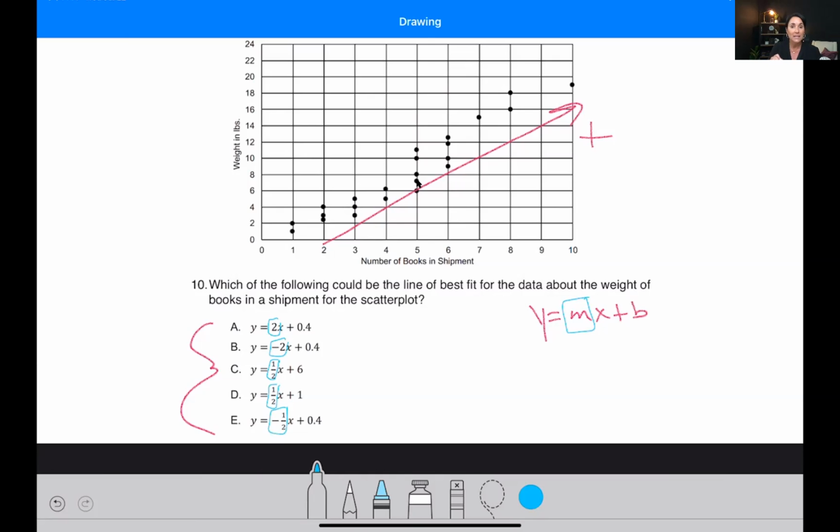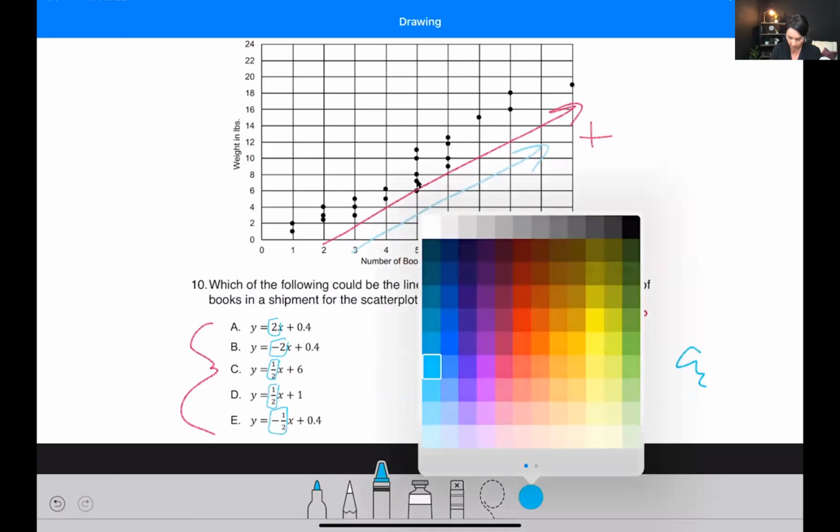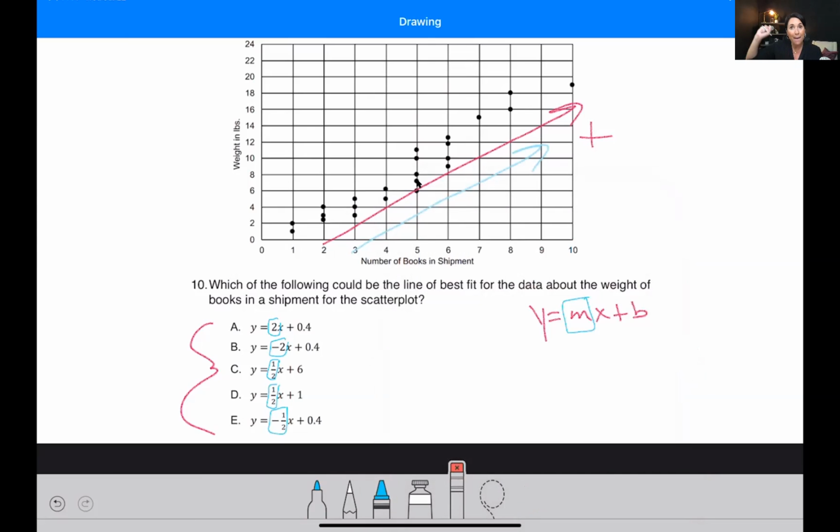Well, right away, I can eliminate 2 answer choices because my slope is going up. It is a positive slope. Make it a little darker here. There we go. So my slope is going up. So let's eliminate anything with a negative. That means B is out because it's -2, which means it's a negative slope. And E is out because -1/2 is a negative slope. So now I've narrowed it down, even if you didn't know anything about this question, to only 1, 2, 3 left that you have to choose from. So you just increased your chances right away.